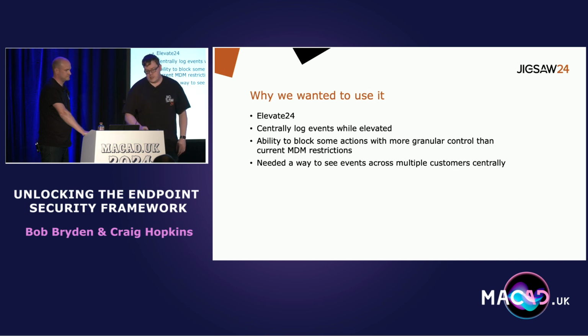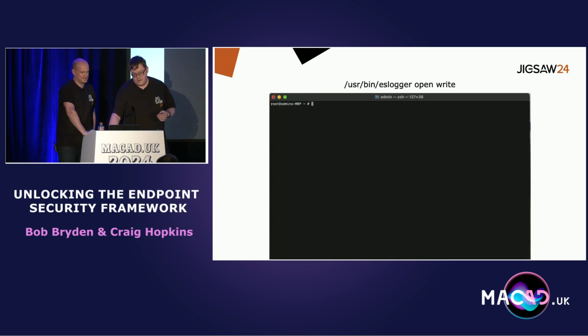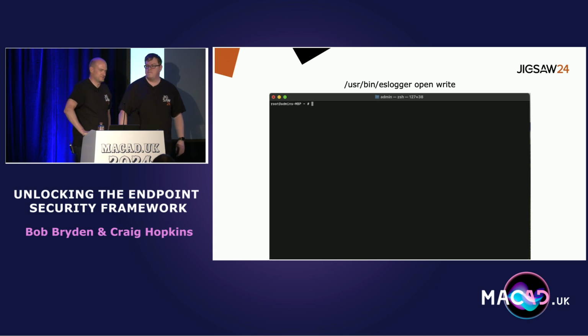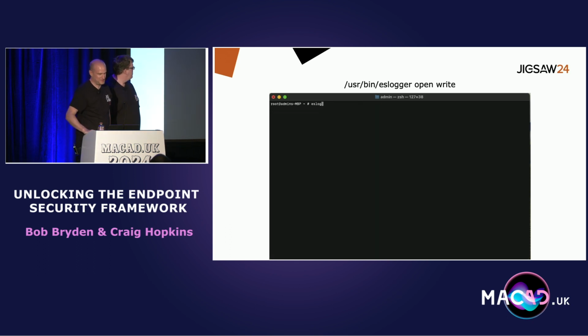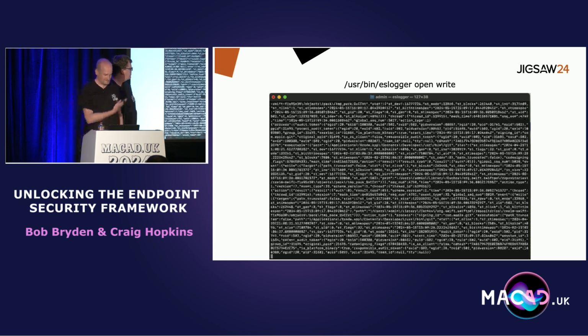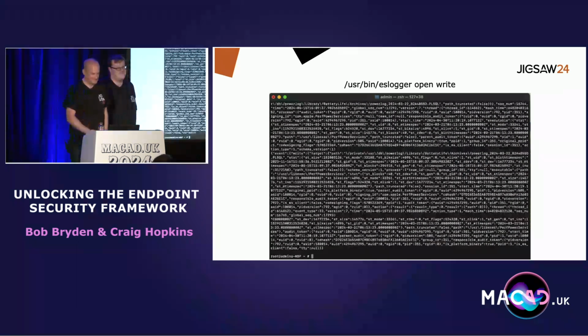So what we'll do, if you've not seen what the ESF data looks like, is a little demo that Craig's going to talk to. Yeah, so Apple provided a tool called ESLogger. It's not intended to be used for anything production, just to show the events coming in. On this Mac, I've got literally two applications open, and I'm looking for open file events and write file events, and you can see there's a lot of data. So you've got to be able to process that, which brings us on to why we built this.